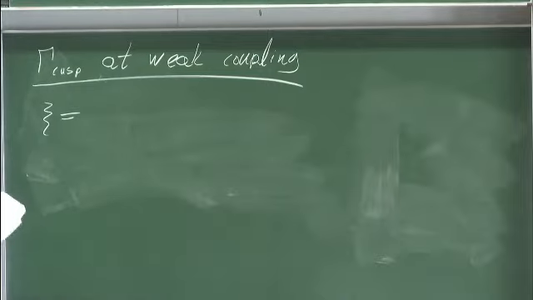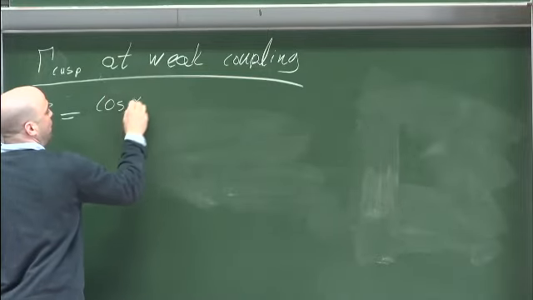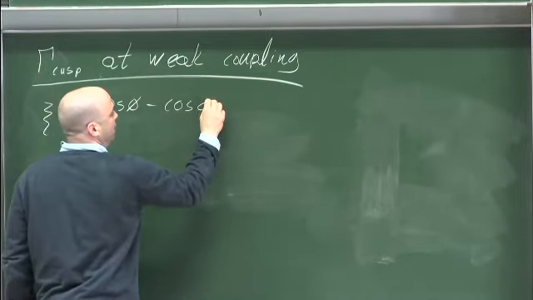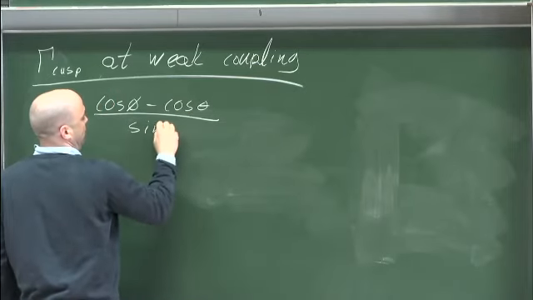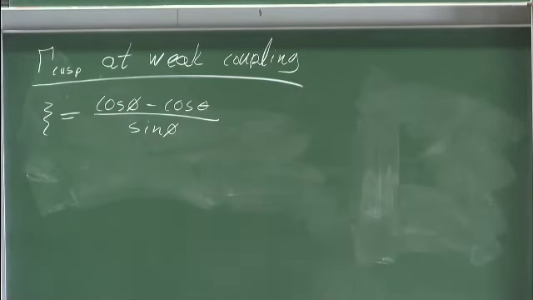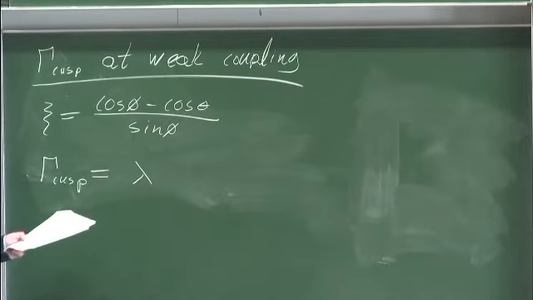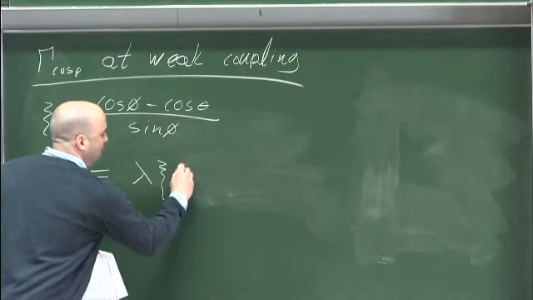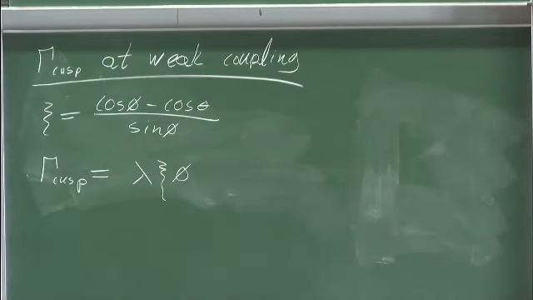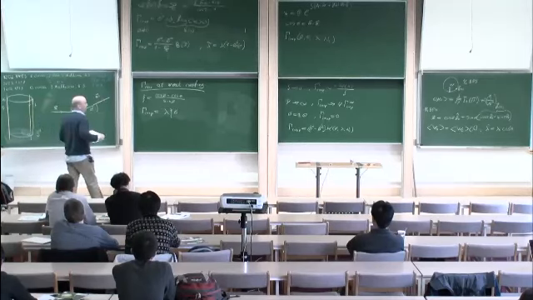I'll define psi to be cosine of the angle phi minus cosine of the angle theta, divided by sine of the angle phi. It's just convenient to write the perturbative result using this parameter. So at one loop, this is just given by lambda times this psi times the angle phi. This result was first computed by, I think, Polyakov many years ago, and also by Drukker, Gross, and Ooguri.